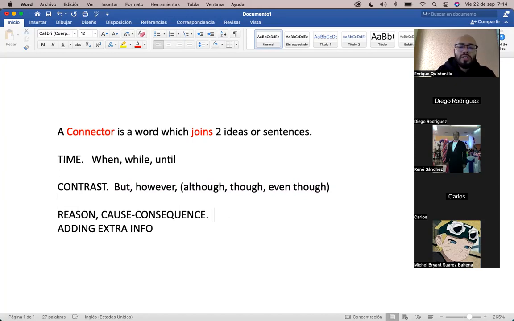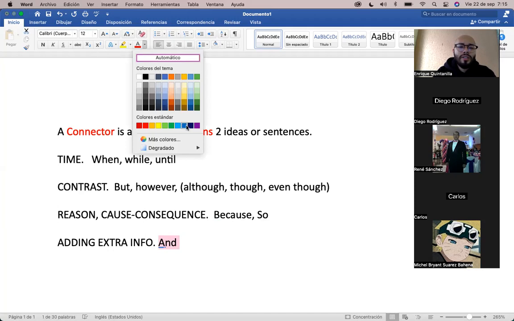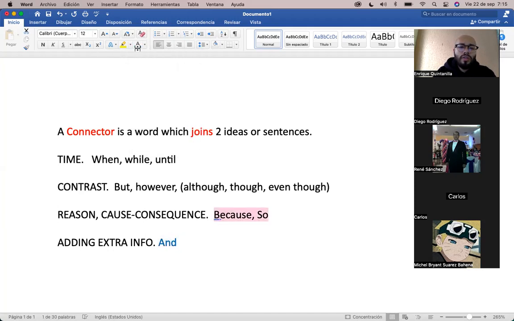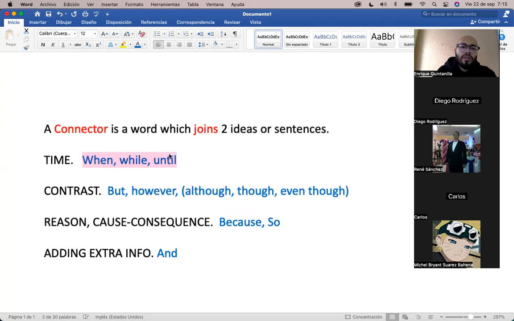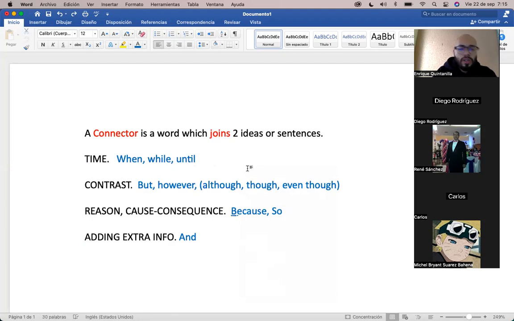Reason, cause, and consequence: because, and so. And adding extra information: and. So that's the classification of the connectors, conjunctions, linking words. Don't forget. So an example of one of each.